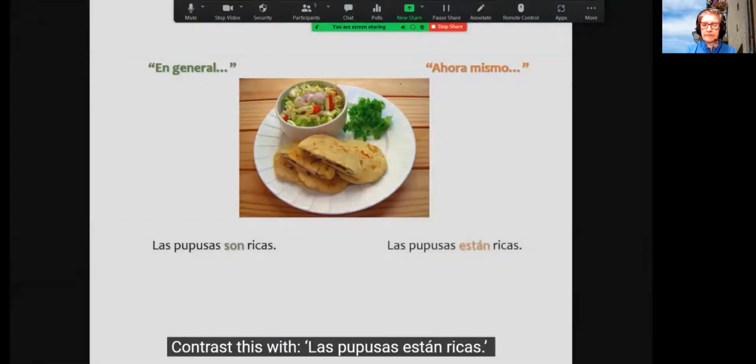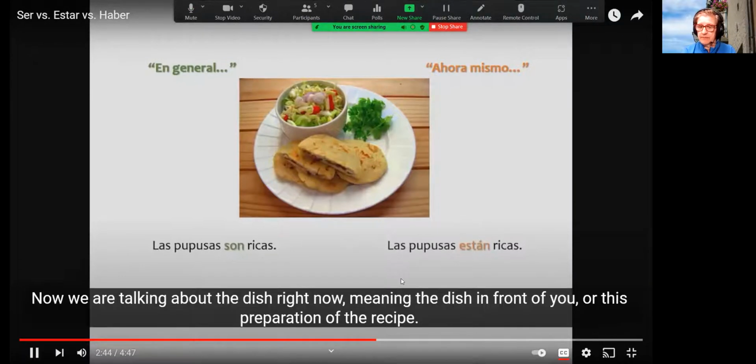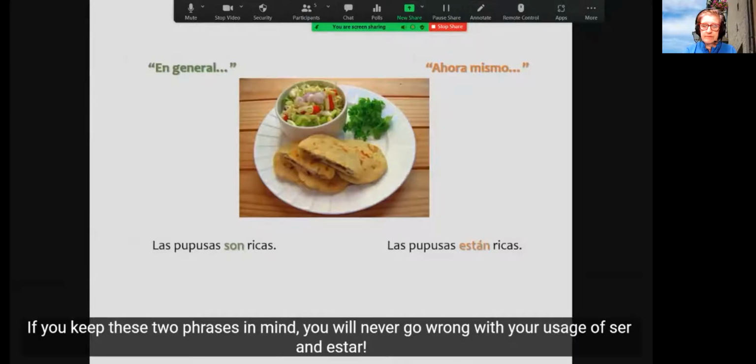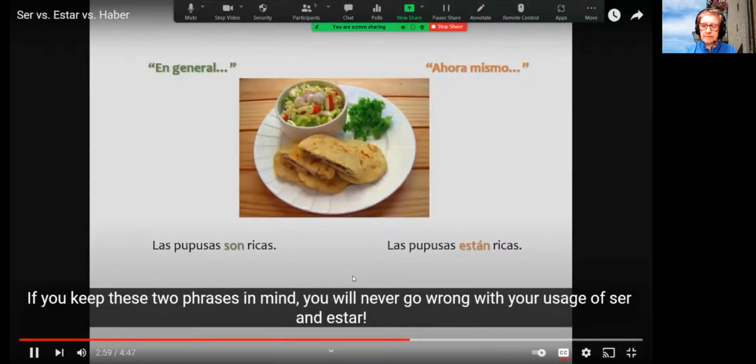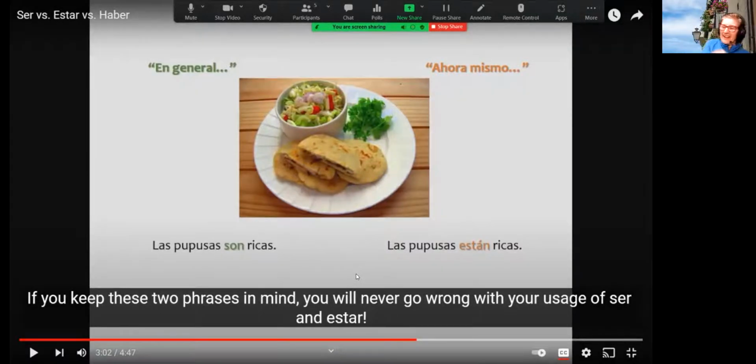Contrast this with las pupusas están ricas. Wait a minute. The same exact sentence, but a different verb. This has a nuance to it. Now we are talking about the dish right now, meaning the dish in front of you, or this preparation of the recipe. Ahora mismo están ricas. If you keep these two phrases in mind, you will never go wrong with your usage of ser and estar. Well, you may, but here we go. Here's why. Las pupusas están ricas.